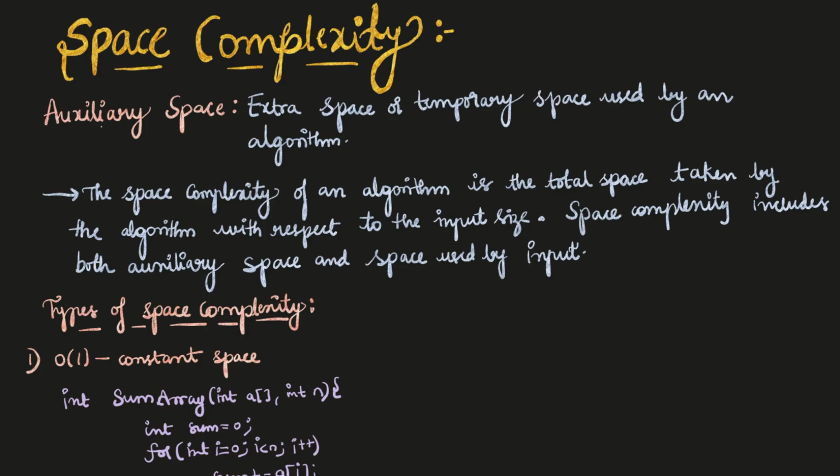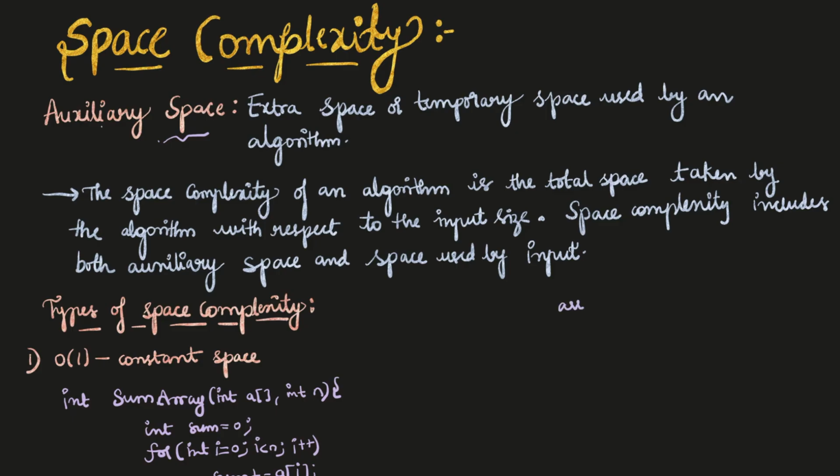Before that, we always see that space complexity is said to be nothing but the auxiliary space itself. But that's not the case. Let's see what auxiliary space is first. Auxiliary space is the extra space or temporary space used by an algorithm. So it's just the extra space used by an algorithm. But what is space complexity? It is the total space taken by the algorithm with respect to the input size.